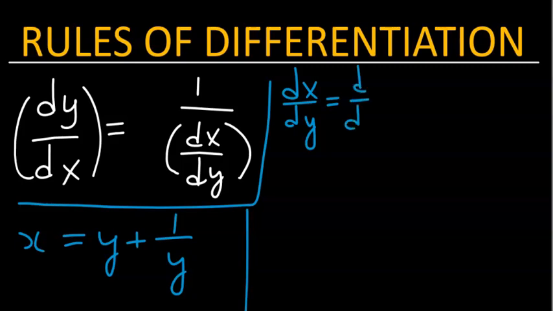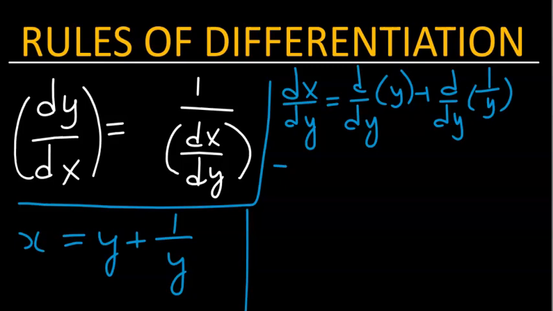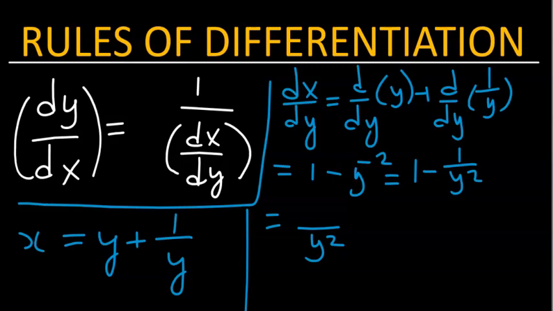equals d/dy of y plus d/dy of 1 over y. We know the derivative of y with respect to y is quite simply 1. The derivative of 1 over y with respect to y is minus y to the power minus 2, according to the rules that we have discussed earlier, which can be rewritten as 1 minus 1 over y squared. And you can simplify it if you want to (y squared minus 1) over y squared. So this is dx/dy.